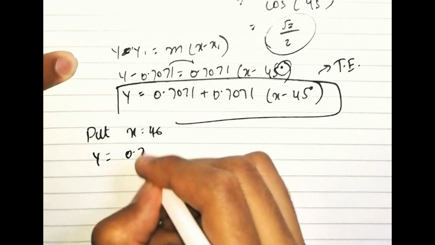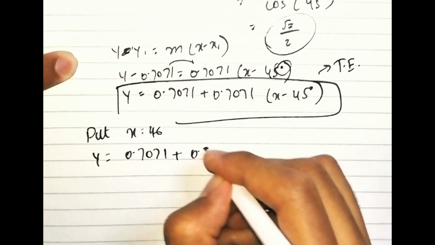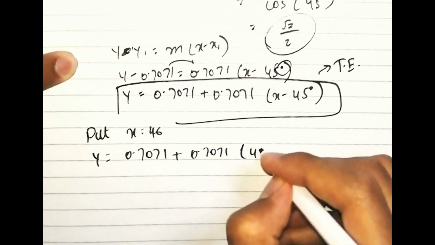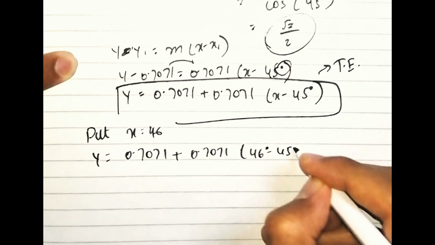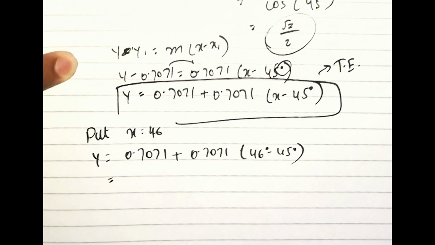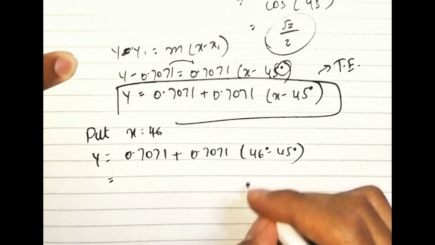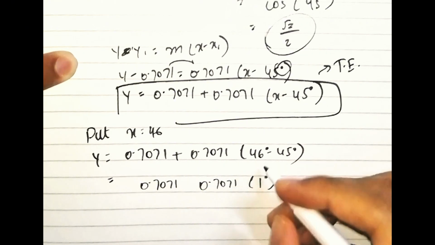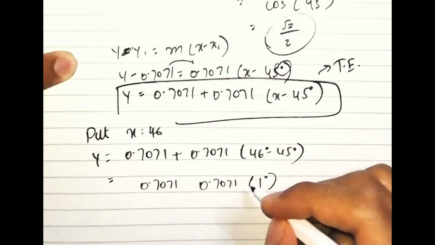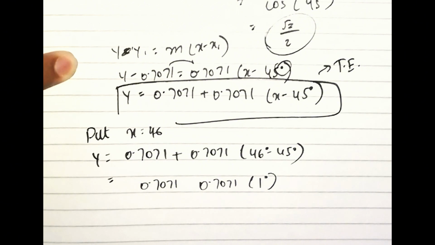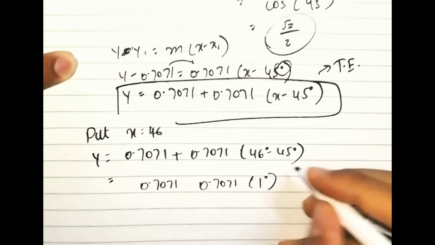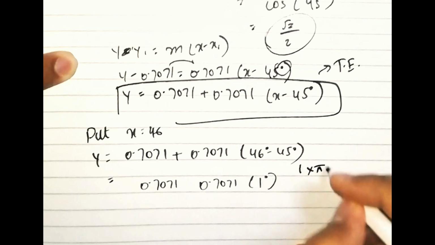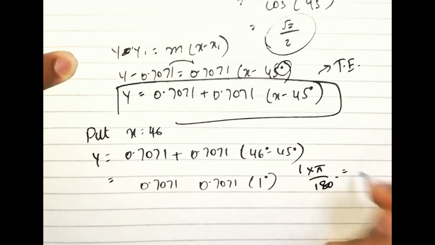So y is equal to 0.7071 plus 0.7071 times, x is 46 degrees minus 45 degrees. Now 46 minus 45 will be 1 degree. Now remember, it is saying 1 degree. We already know that in trigonometry we cannot deal with degrees as they are. We have to convert it into radians. So 1 degree into radians will be 1 multiplied by pi by 180, which will be 0.0174.